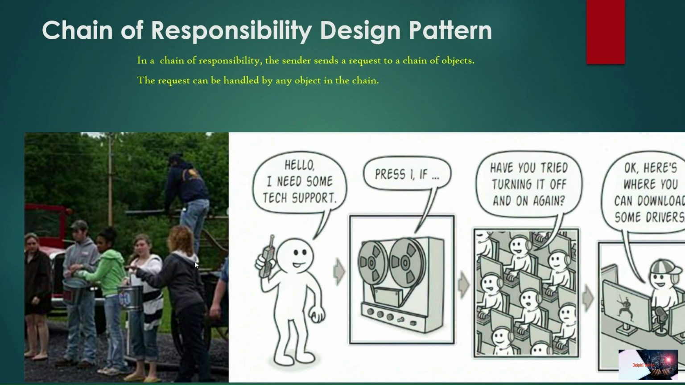So this is also a kind of case where I'm sending the request and different objects, different departments, are handling the request. If the first department is not able to handle it, they will transfer it to the next department. If this object is also not able to handle it, then they will transfer it to the other object. So this is the chain of responsibility, right? Every object is responsible for handling the request.